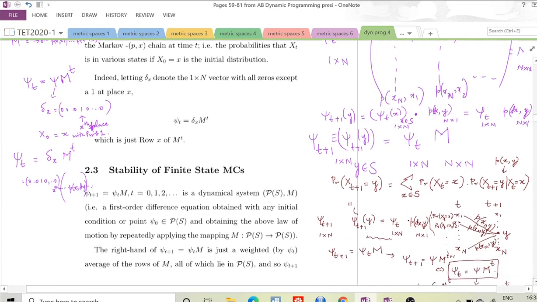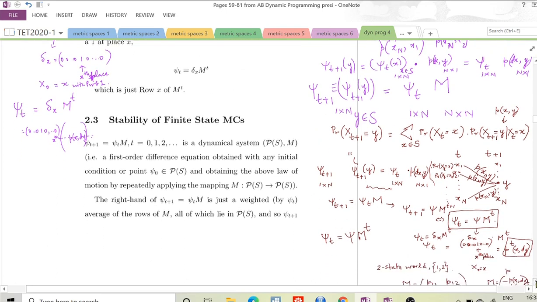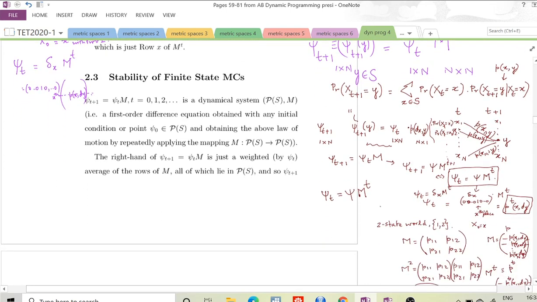So one central question for Markov chains would be, well, we have this nice sense of how the marginal distribution evolves over time, right? So one question would be, does it converge to some distribution, or does it not converge? Right. Okay. So we look at that a little bit now.